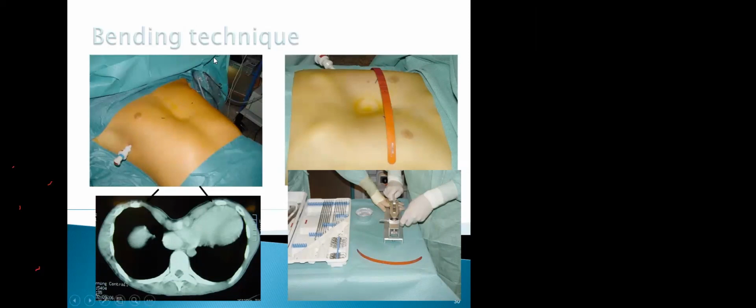And once you mark that, then we take a template. This is a template. You measure it to design your bar. And then this is like a little carpentry shop. That's a bench bender. There are different bars you see here. And then you design as per template a bar which you need for your patient.